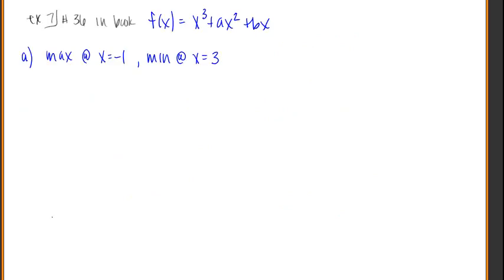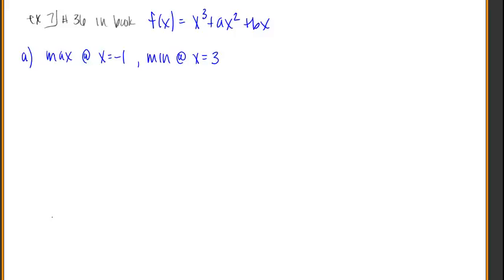With example 36 in the book, what they're wanting us to do is take this function, f of x equals x cubed plus 8x squared plus bx, and find specifically values for a and b. For part A, we know for a fact that we want to have a local max at x equals -1, and then a local min at x equals 3.